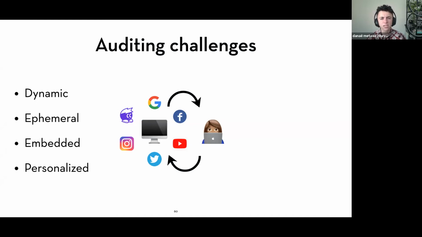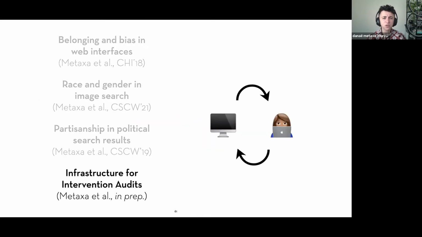And in order to control the stimuli that users see, we have to run experiments in highly controlled artificial experimental settings. So in order to enable more researchers to do this work and to do it sustainably, in addition to creating guidelines and best practices, we also need more effective tools. And the need for tools brings me to this final project, creating infrastructure for intervention audits.